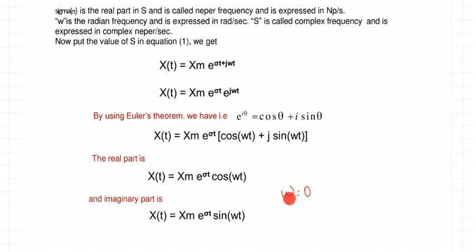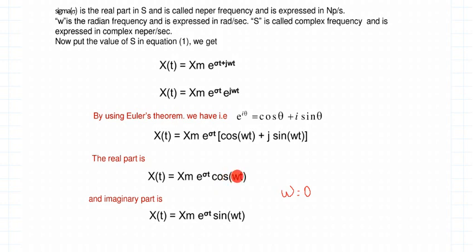When I put omega equal to 0, what is going to happen to the real part of x(t) and the imaginary part of x(t)? What changes will I observe in each? If I put omega equal to 0, what do I get here? Cos of 0, because omega is 0, so 0 into t becomes 0. So it is cos of 0, and cos of 0, as we know, is 1.